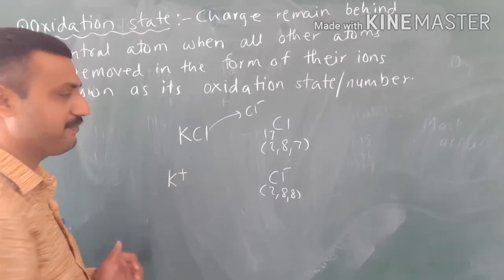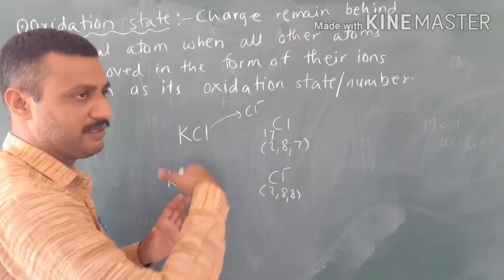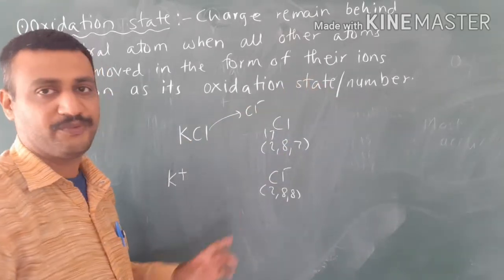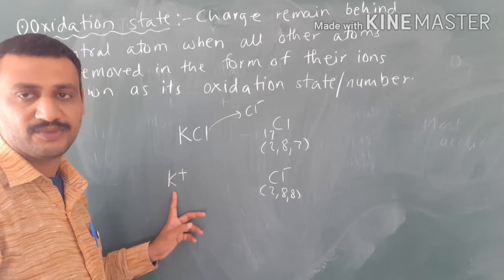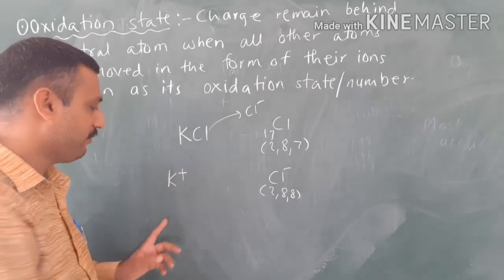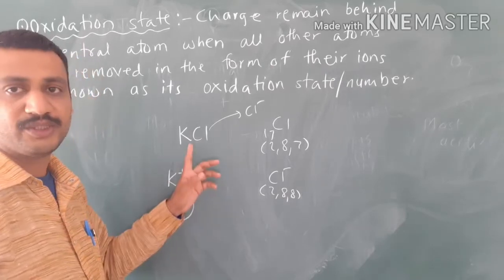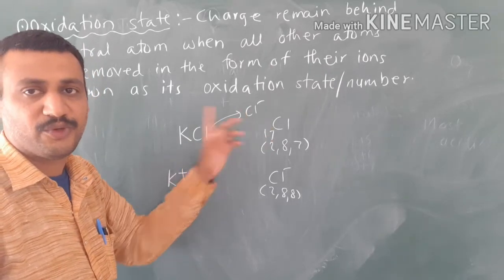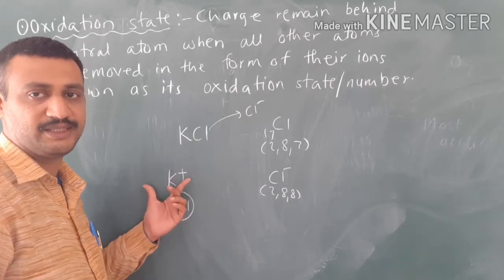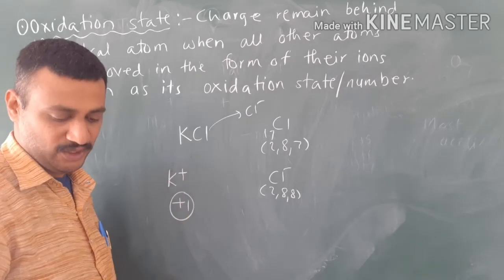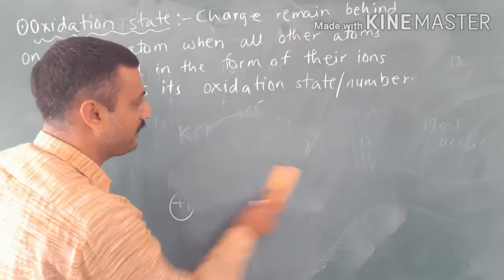K plus will remain. Hope you are understanding: if the removed ion carries a minus 1 charge, the remaining atom carries a plus 1 charge. So plus 1 is the oxidation state of potassium in this case, because the Cl is removed in the form of Cl minus, so K plus remains. Whatever charge remains on the K plus is its oxidation state. I'll give you a few examples, then it will be clearer to all of you.